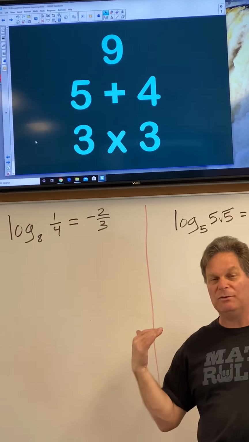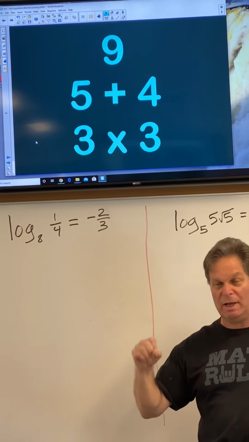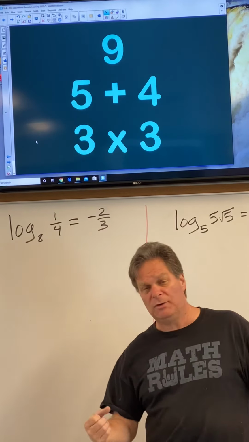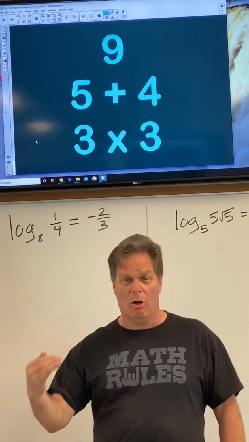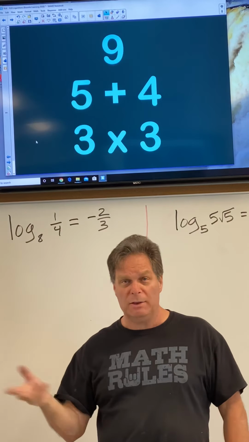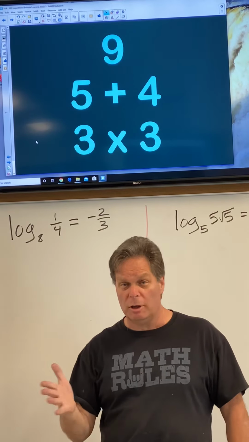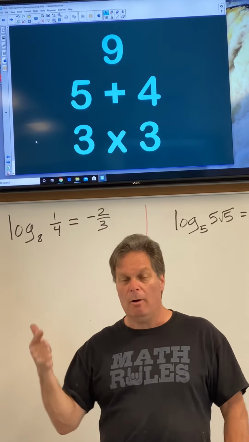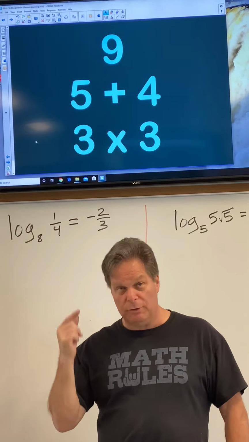They're all three ways of just saying 9. You can say 9 as 9. You can say 9 as 5 plus 4. You can say 9 as 3 times 3. They all mean the same thing. You could substitute one for the other because they all mean the same thing. So they all look different, but they mean the same thing. Okay, now I'm going to translate that over to logarithms.